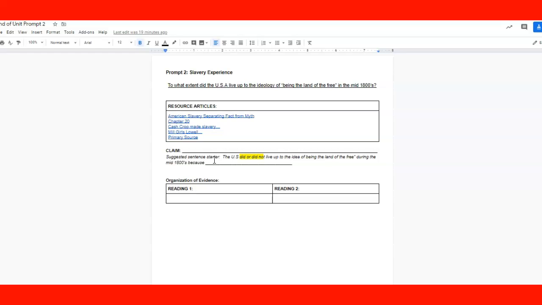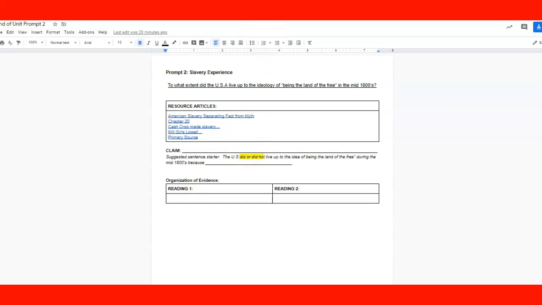The U.S. did or did not live up to the idea of being the land of the free during the mid 1800s because, and you write your reason here. What is your opinion? What is your reason why they did or did not live up to that idea? Then again, you choose your 2 articles from this box. You type the title of those articles corresponding to each box, and then 3 to 5 pieces of evidence that back up your reason. That's all you need to do. 3 to 5 from your articles that back up your claim.